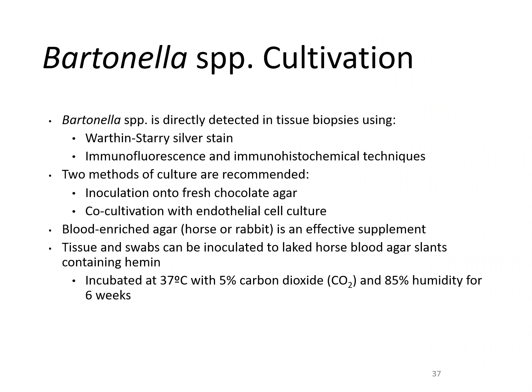Bartonella can be directly detected in a tissue biopsy using the Warthin-Starry silver stain. It can also be done by immunofluorescence or immunohistochemical techniques. There are 2 methods of culture that are recommended: inoculation onto fresh chocolate agar and co-cultivation with endothelial cell culture. Blood agar that is enriched with horse or rabbit blood is an effective supplement to cultivating this organism. Tissue and swabs can be inoculated onto late horse blood agar slants, and then they would be incubated for up to 6 weeks to look for this organism.